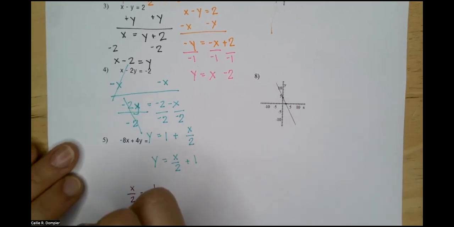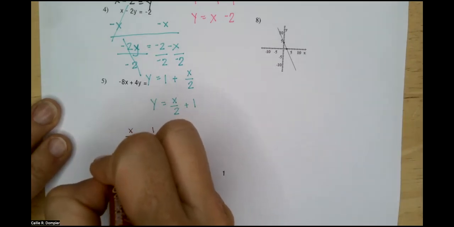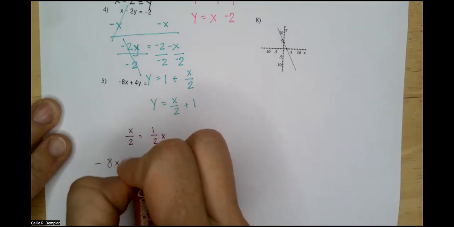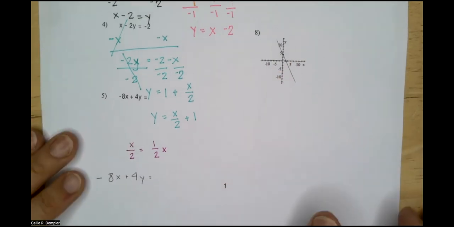Here we have negative 8x plus 4y equals nothing. I guess we can't solve that. Don't worry about number 5.